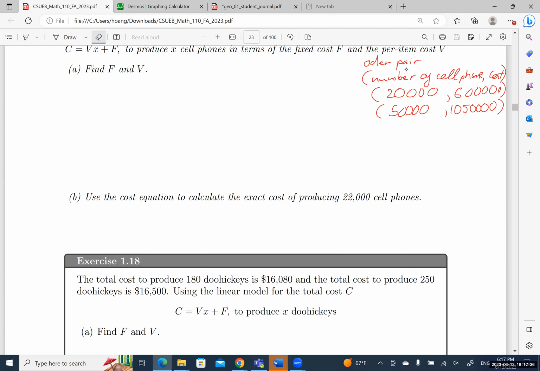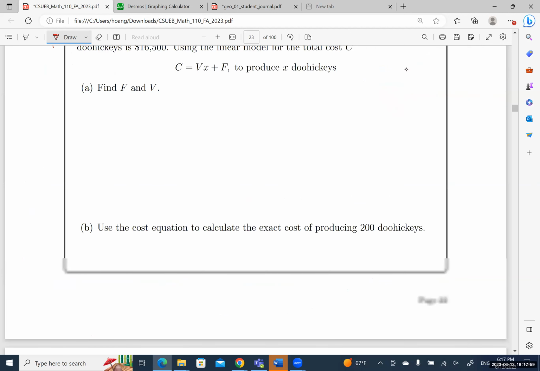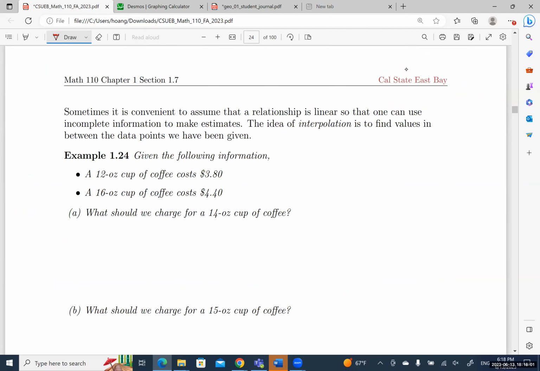Let me move this page. Next. Okay. So now we're going to move to the next page first.